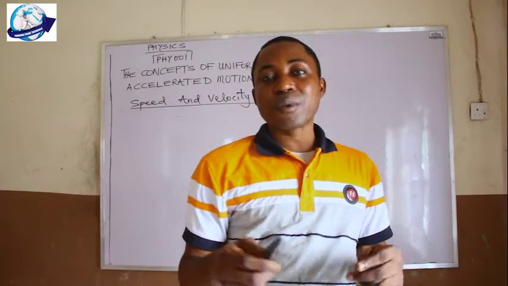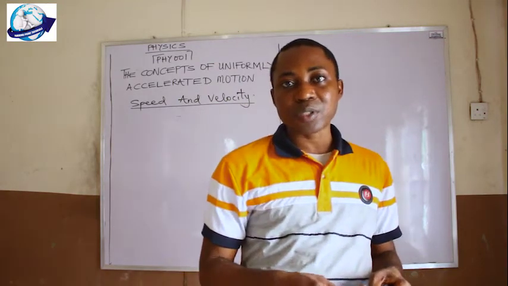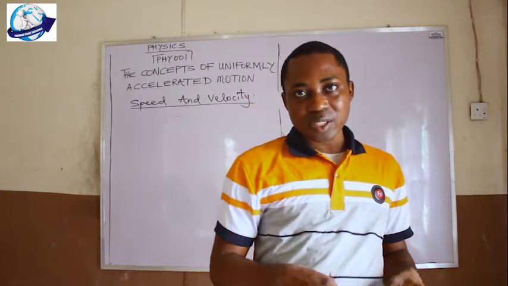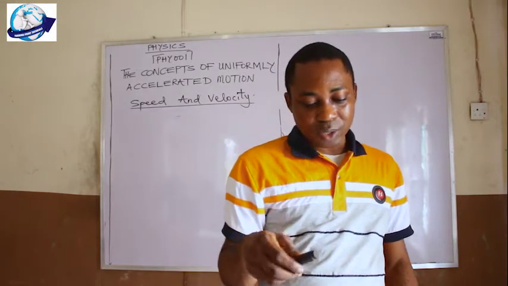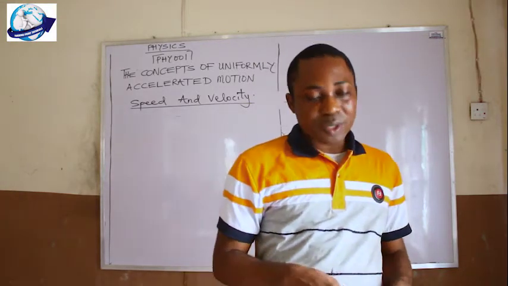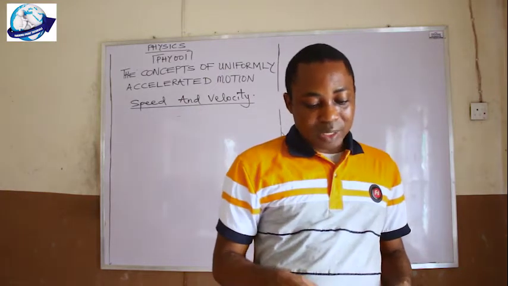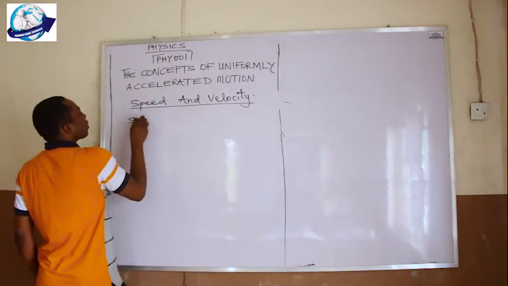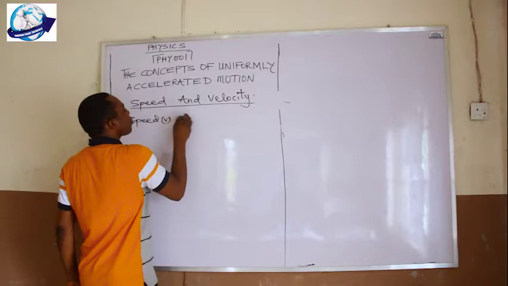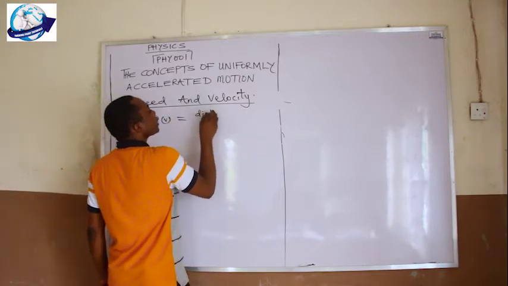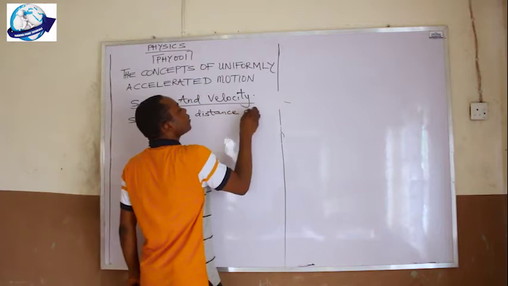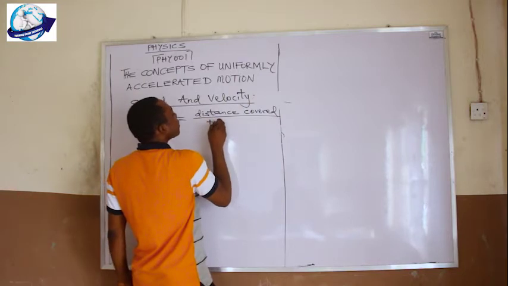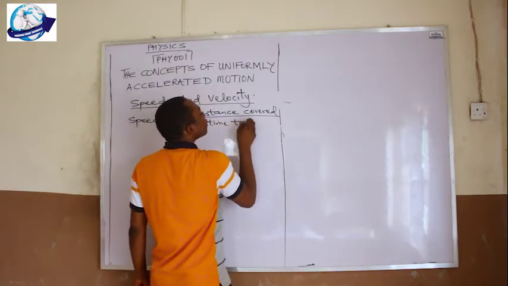Now let's repeat the definition of speed once again. Speed is defined as the time rate of change of distance, or the rate of change of distance with time. Mathematically, speed v is equal to distance covered all over time taken.